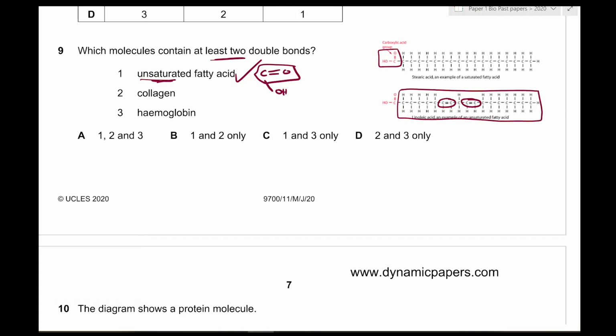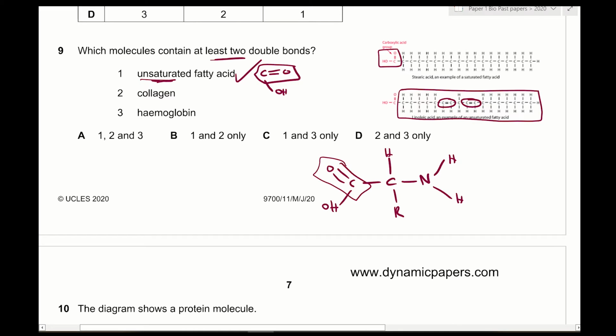Now we know that collagen and hemoglobin are proteins made of amino acids. So let's draw the structure of an amino acid. The R is the R group or the side chain. Here's the hydrogen atom, and here is the carboxyl group. Now, in an amino acid, we can clearly see a double bond in the carboxyl group. Therefore, all proteins must have at least 2 double bonds. So 2 and 3 are correct, and the answer is going to be A.